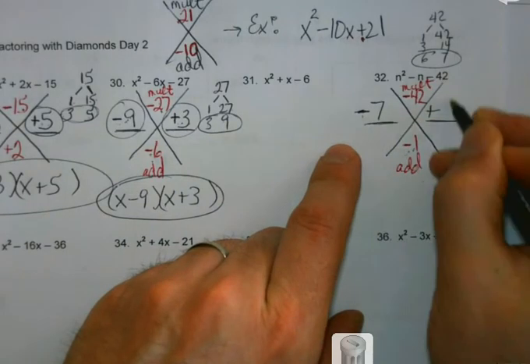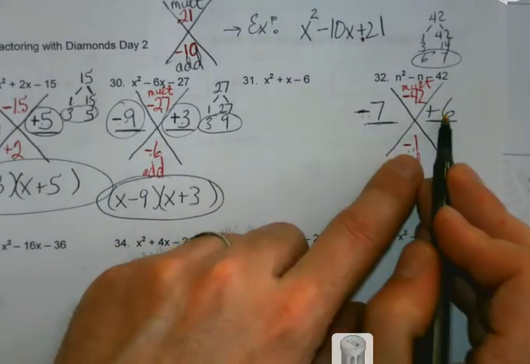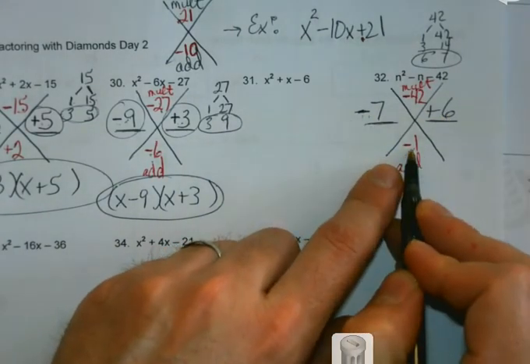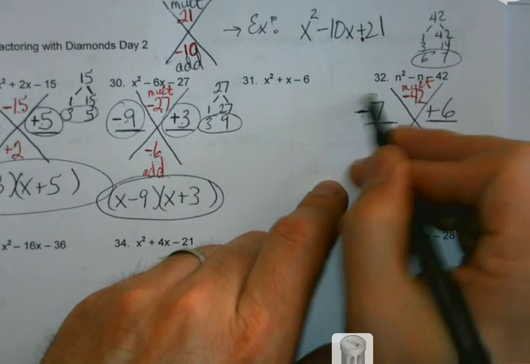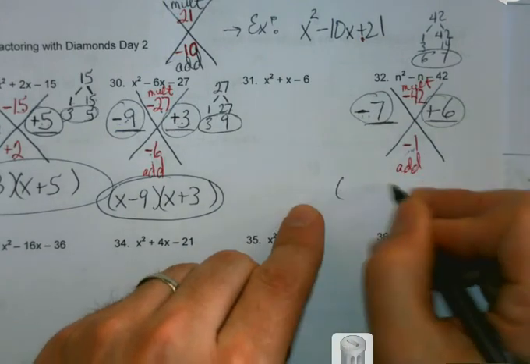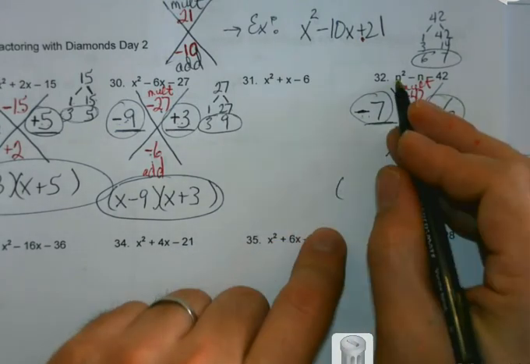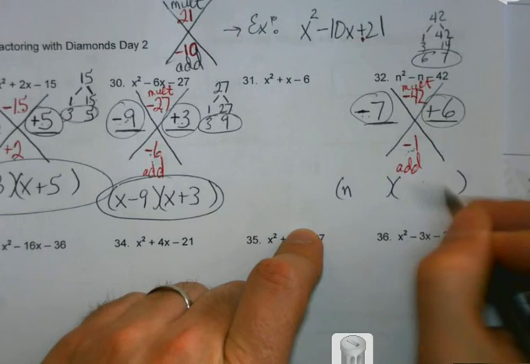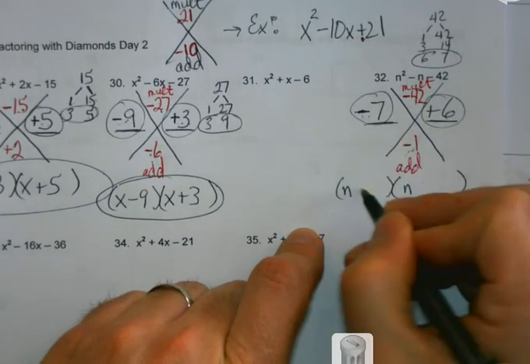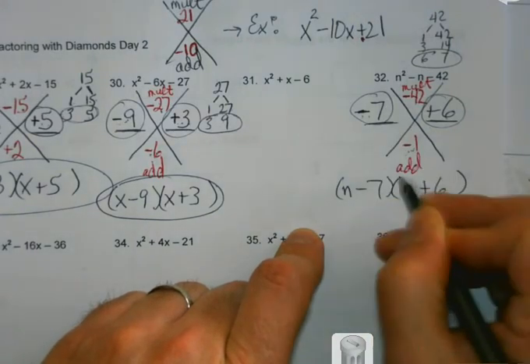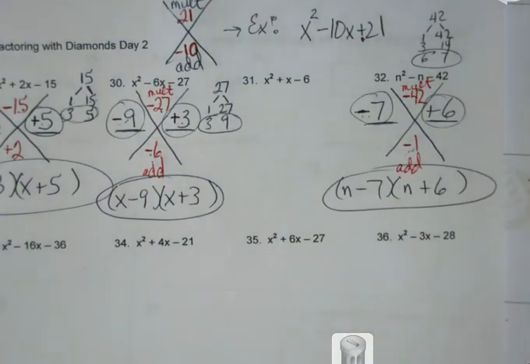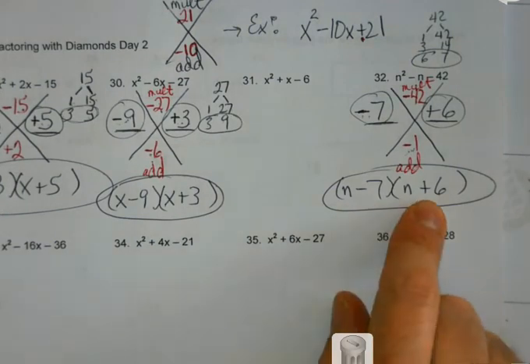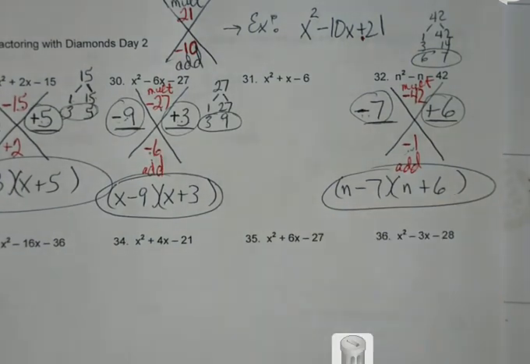So 7 and 6. If I owe somebody $7, I pay him 6 back. I only owe him 1. Negative times positive is negative. So it is. You're sort of doing some mathematical detective work here. My variable's n, so I'll use that. Then I just copy what I see. And it doesn't matter which order they're in. Like if I put n plus 6 and then n minus 7, that's okay. It's the same answer.